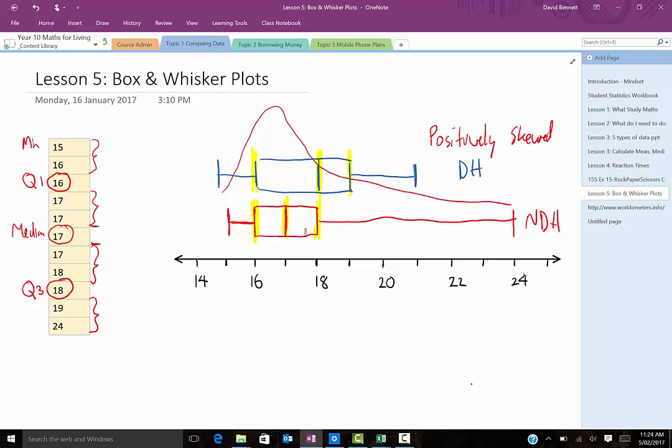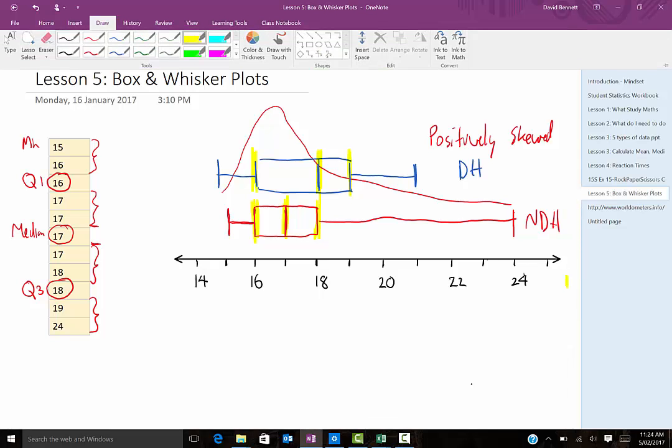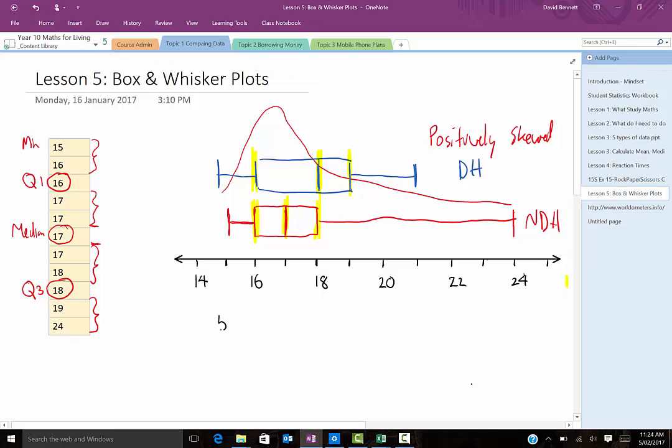Get the idea? So we're comparing different bits of data. We can also say, in this particular question here, and I'll just write this down for you so you can remember it, that 50% of the people have a reaction time of 0.18. Okay, so that's that value there for the dominant hand. And for the non-dominant hand, you could say that it's this value here, 0.17.